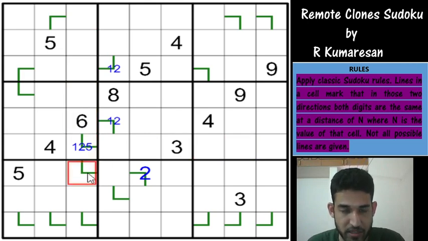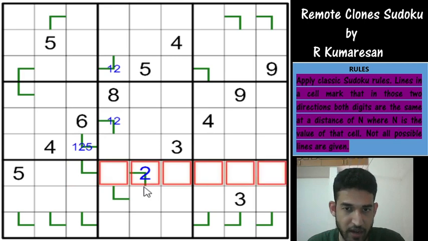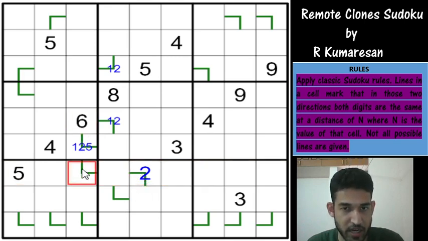So let us maybe look at this cell. It can also take any value from 1 to 6, out of which 2, 5 and 6 are eliminated. So this would be 1, 3 and 4. Okay.